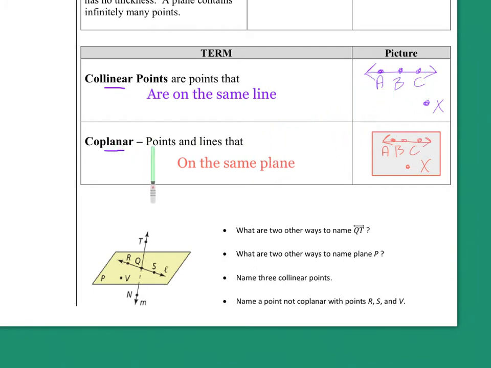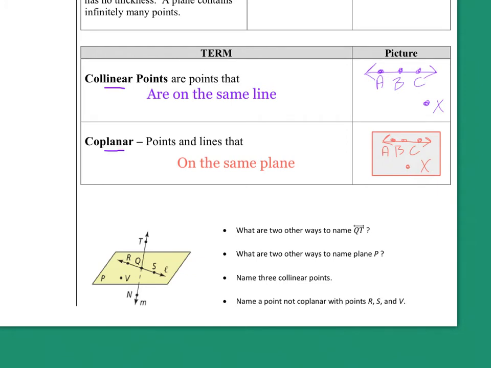When we look at coplanar, in the picture that I have, points A, B, and C are coplanar with point X because they're all in the same picture. We can also say that line AC is coplanar with point X.